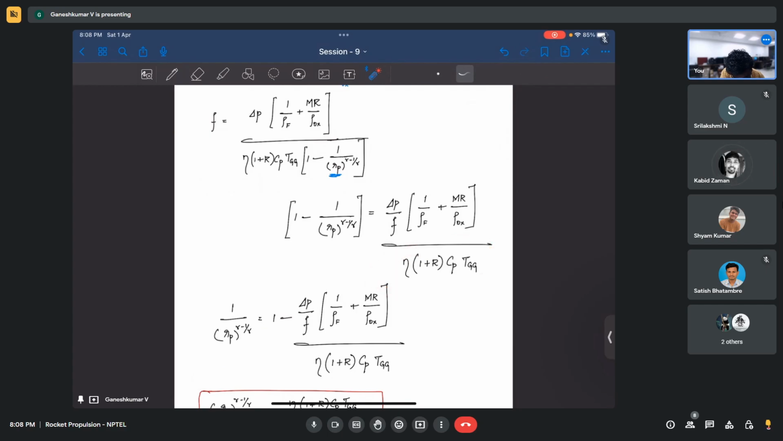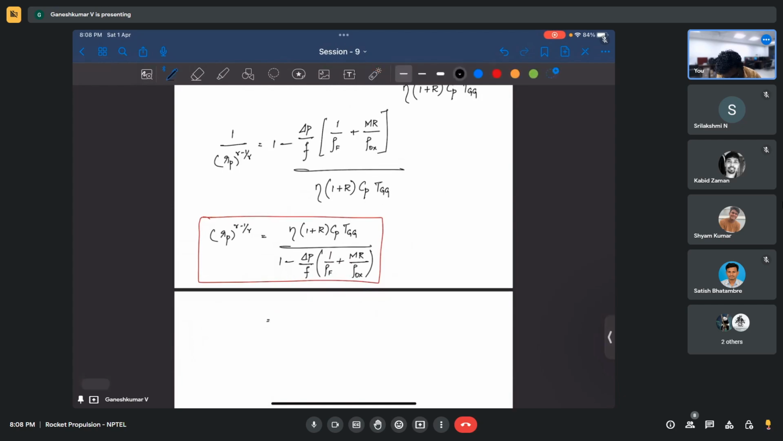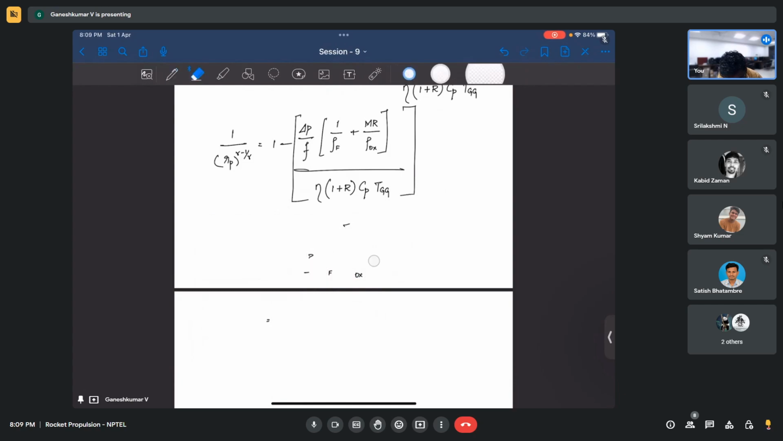1 by Rp to the power gamma minus 1 by gamma. So you are taking this entire right side, one minus this entire right side thing, right? So I just took this denominator on this side and took this f below. Okay, please go to the last second. That is one minus the entire thing, right? Not just the numerator, but the entire thing. Sorry, it's one minus the entire thing. Yeah, you're right. It's like this, and then you can rearrange it.